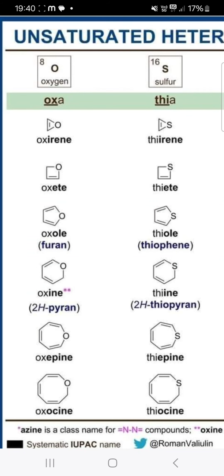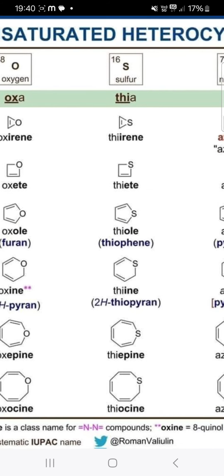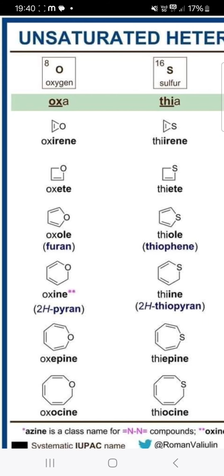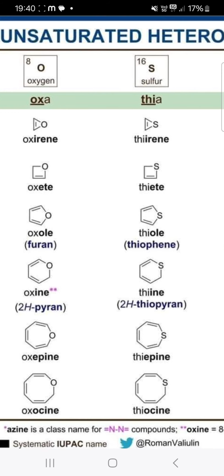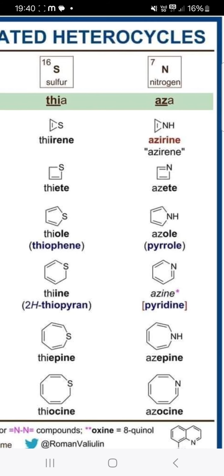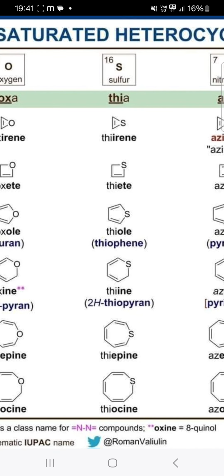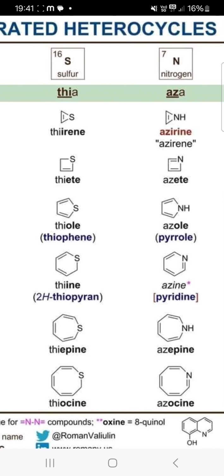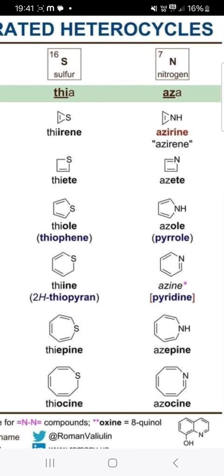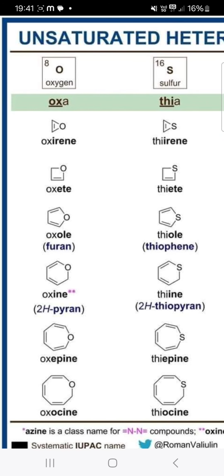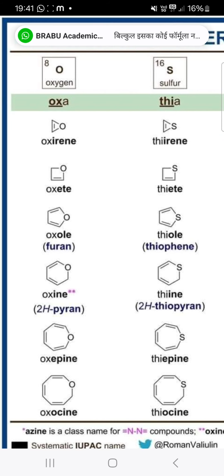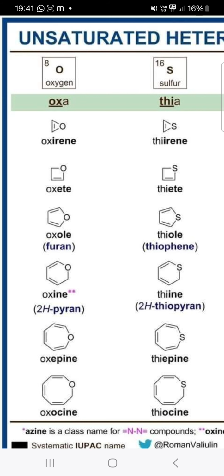Hello friends, today in this video I am going to talk about unsaturated heterocycles. You can see the oxygen's atomic number 8, sulfur atomic number 16, nitrogen atomic number 7. Now, ox for oxygen, thia for sulfur, aza for nitrogen. Now 3 member ring, 4 member ring, 5 member ring, 6 member ring, 7 member ring and 8 member ring.